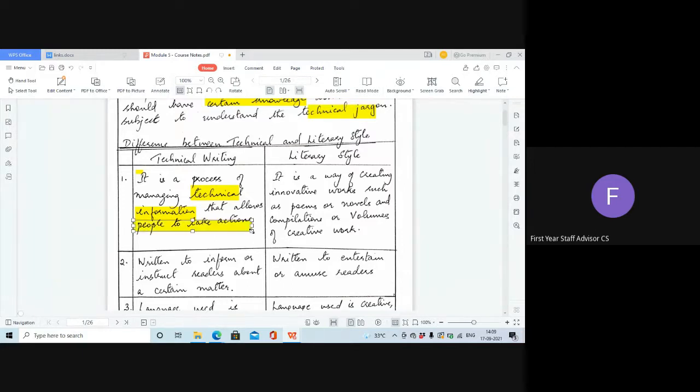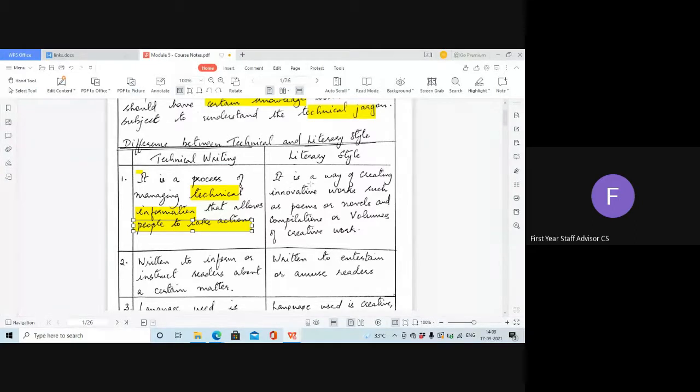So people, in order to do something or to correct some mistakes or to correct some faults in the devices, read through the technical manuals and then do corrections. So these technical writings are mainly intended for people to read through the manual and take action.